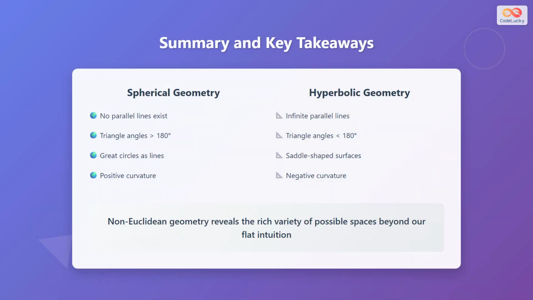In summary, let's recap the key takeaways. In spherical geometry, no parallel lines exist, triangle angles are greater than 180 degrees, and great circles serve as lines. It has positive curvature. In hyperbolic geometry, there are infinite parallel lines. Triangle angles are less than 180 degrees, surfaces are saddle-shaped, and it has negative curvature. Non-Euclidean geometry reveals the rich variety of possible spaces beyond our flat intuition.